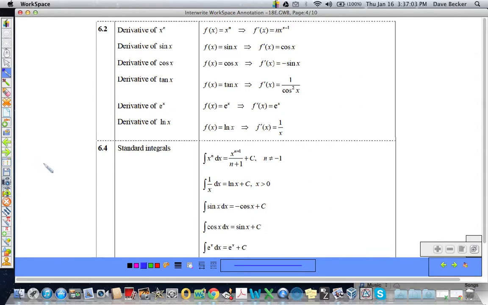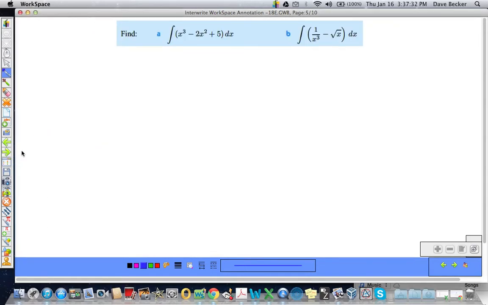You can use your derivatives to get your antiderivatives, can't you? The integral of cosine x is sine x. The integral of e to the x is e to the x. The integral of 1 over x, you just have to remember the absolute value, and we'll talk about that in class, is the natural log of the absolute value of x. And then you have your standard integrals. Okay, so let's get to some examples, shall we?